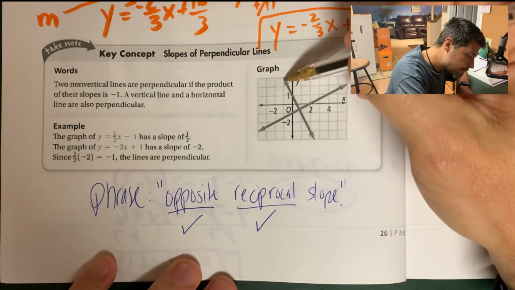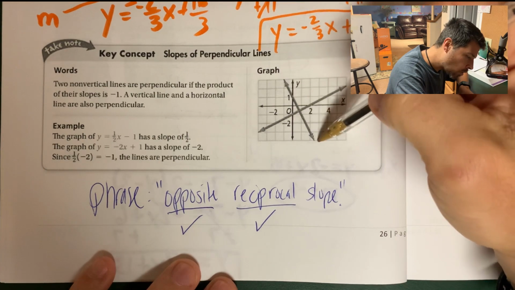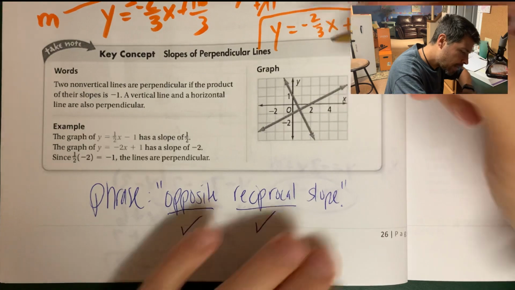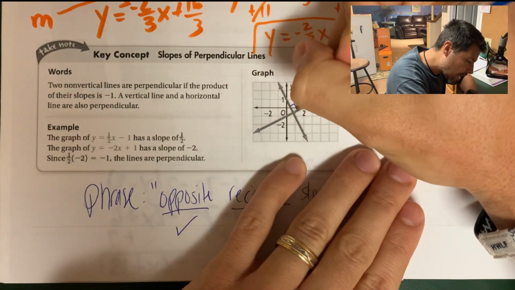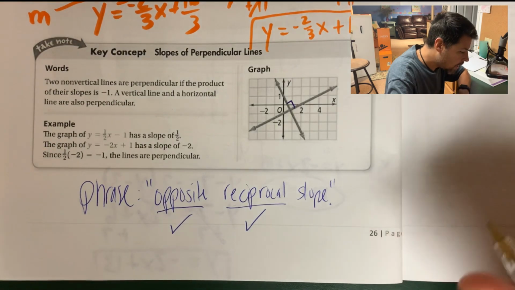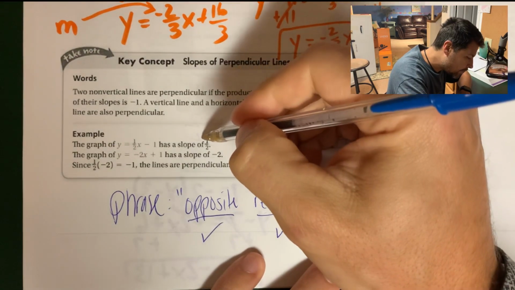Notice in the graph of this picture, this is a negative slope, this is a positive slope, and that's why they are opposites, right? Perpendicular meaning that these two lines are going to intersect at a right angle, or 90 degrees, okay? And look at these two slopes that we found.